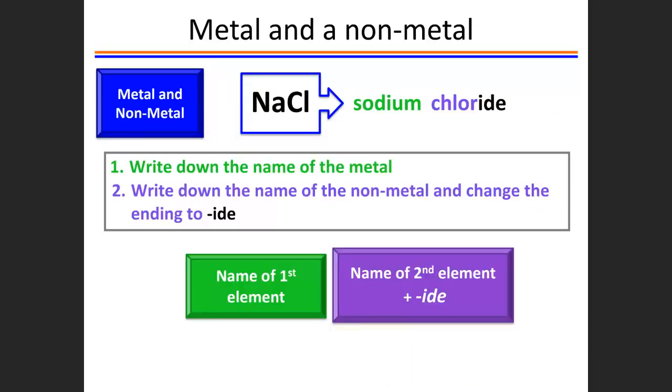Write down the name of the metal, write down the name of the non-metal, and change the ending to IDE. When you review, you should focus on the examples, because this is not so complicated. If you just practice more examples, it will be very familiar and there is nothing to forget. So, sodium chloride. Now let's practice some.